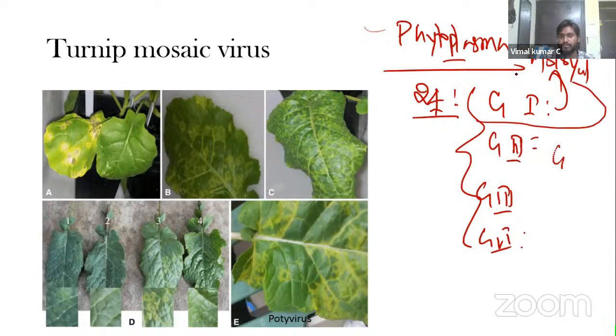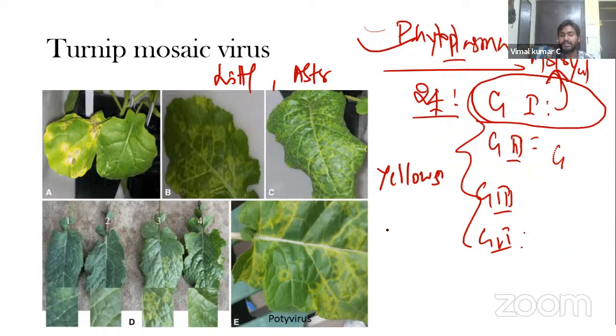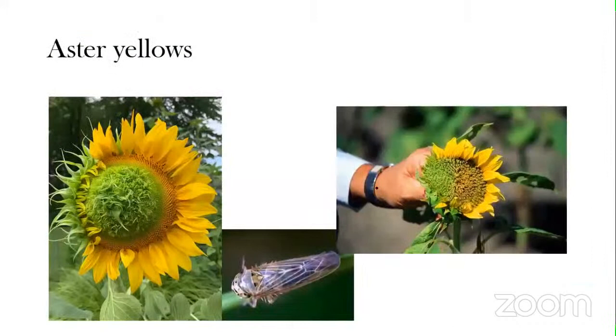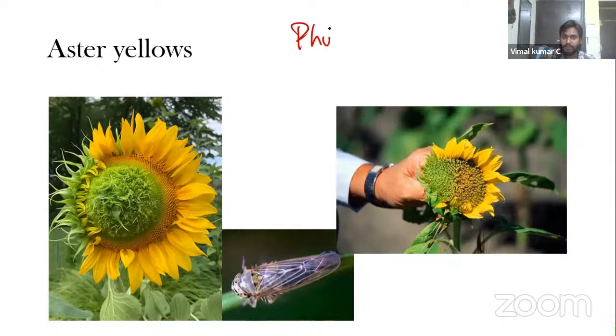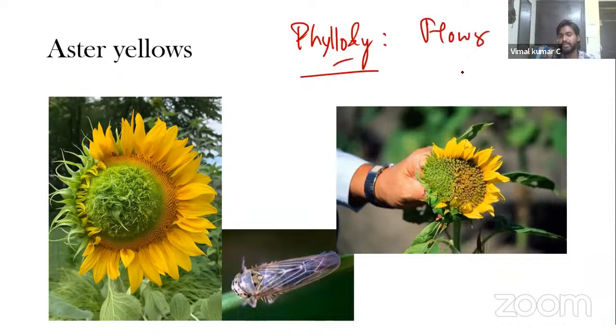So like that we categorize, just like species taxonomy, whatever we are naming. Here the symptoms may be everywhere, like little leaf. Aster yellows is nothing but producing yellowness of the plant, the leaf, or the particular structure it is infecting. Phyllody means the flower structure will be deformed into a leaf-like structure. This is the differentiating character of phyllody.